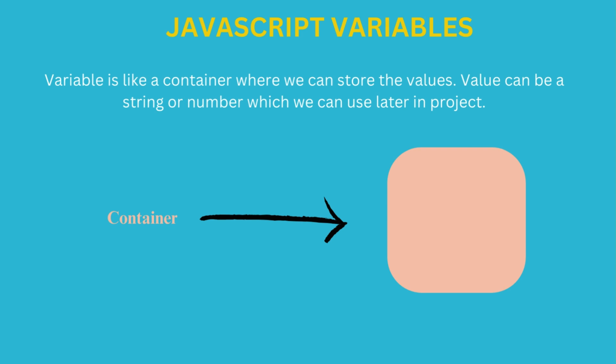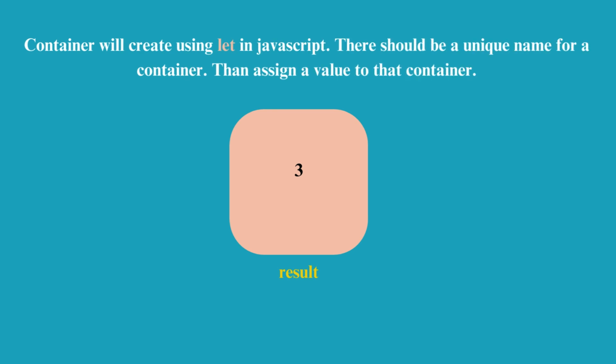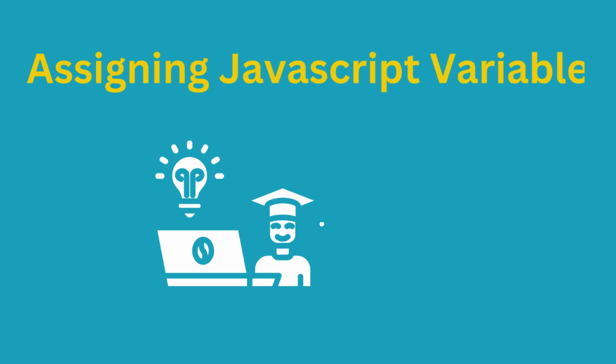A variable is like a container where we can store values. A value can be a string or number which we can use later in the project. A container is created using let in JavaScript. There should be a unique name for a container. Then assign a value to that container. Here, result is the name of the container and 3 is the value assigned to that container, which we can use later. Now you are familiar with what a JavaScript variable is.